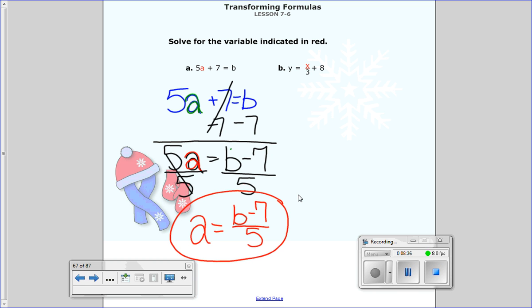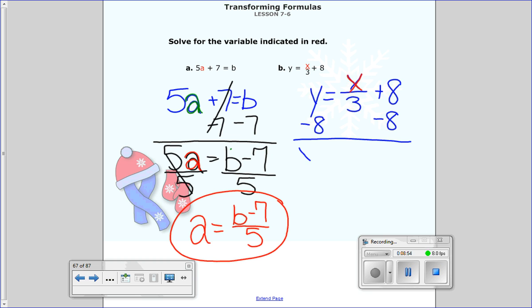There we go. Now B, same idea occurs. Y is the same as X divided by 3 plus 8, where we are solving for X. All right, the thing being added or subtracted here is 8, so opposite of that is subtracting. I have Y minus 8 is the same as X divided by 3. All right, to get X by itself, well, they're dividing by 3 right now, so I have to times by 3.